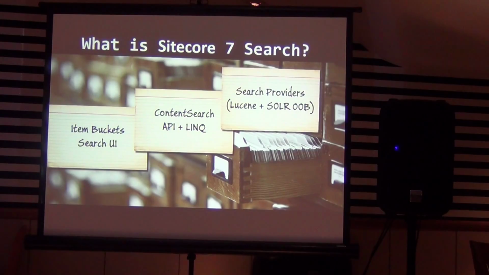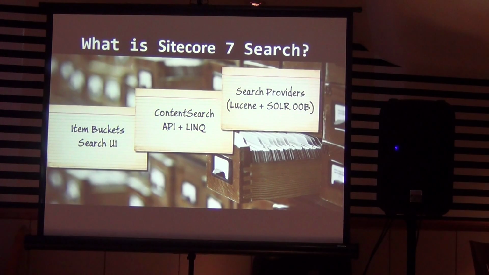It brings in a bucket, item bucket search UI. It brings in a new content search API and search providers with Lucene and Solr out of the box. Prior to Sitecore 7, we did have very good support for Lucene. The APIs could be improved upon, and we have done that. And we didn't have any search interfaces in the CMS prior to 7, so we put that in there.